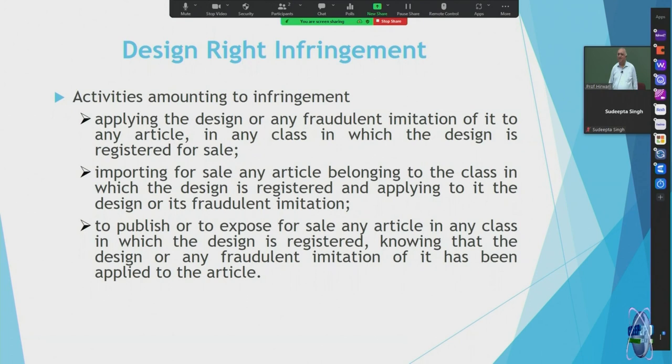Applying a design or any fraudulent imitation to any article in any class in the design register, even importing for sale any article belonging to a class in the design register, is fraudulent. To publish or expose for sale any article in any class is fraudulent.